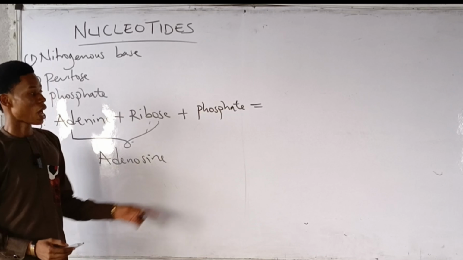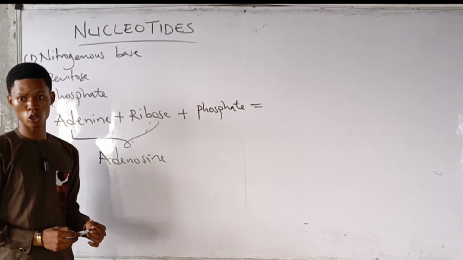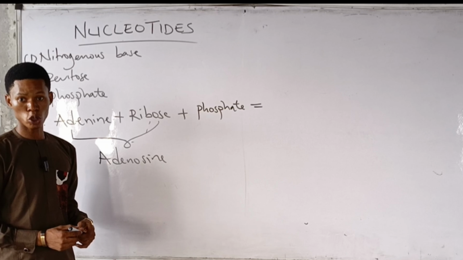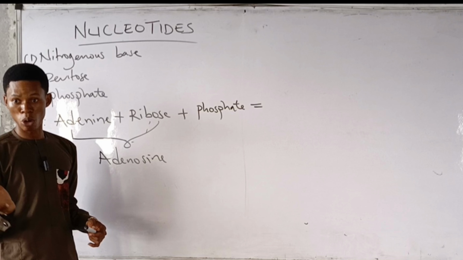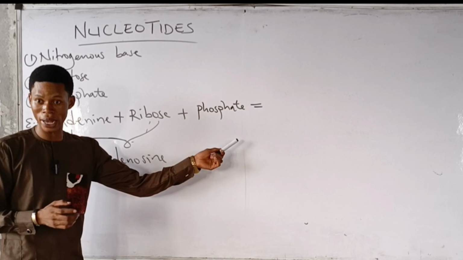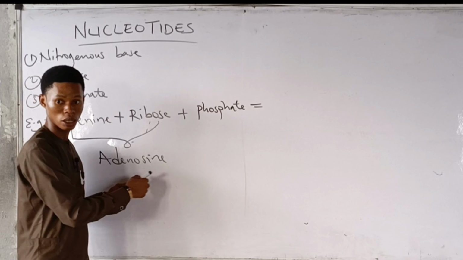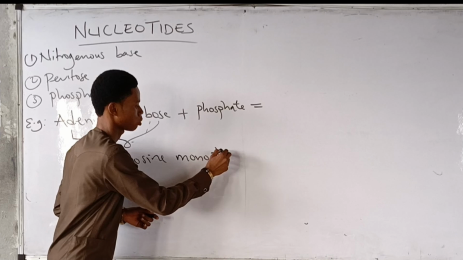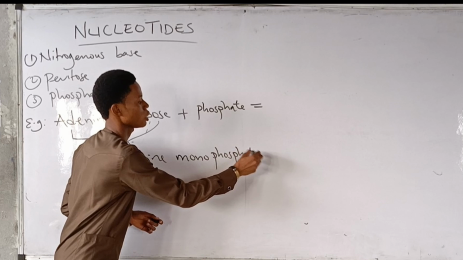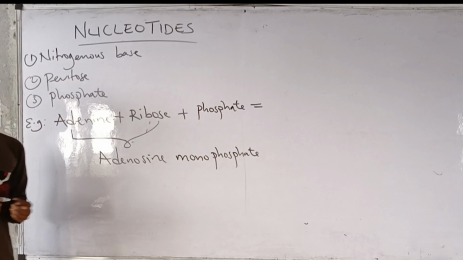Look up. This is a phosphate group, right? How many phosphate groups do we have here? One phosphate, right? So when you have one, is that mono, di, or tri? Mono, right? So we're having monophosphate. So this is adenosine monophosphate. So that's the name, adenosine monophosphate.